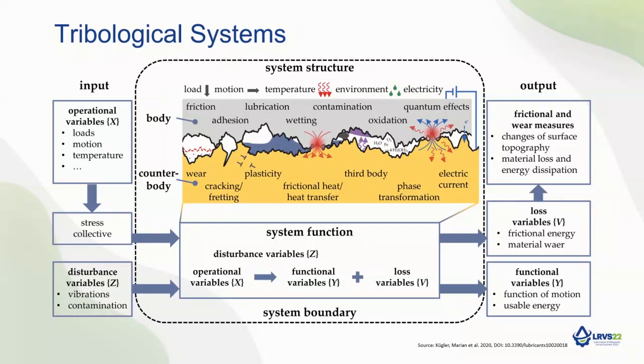Operational input variables such as load, kinematics, duration, and temperatures can be summarized in a stress collective. Depending on the latter, as well as any disturbance variables and the system structure, the body and counterbody physically and chemically interact at temporally or spatially varying locations. On the one hand, this results in loss variables such as friction and wear, which cause changes in the surface, loss of material, and energy dissipation. On the other hand, this results in the actual functional variables of the tribal system.